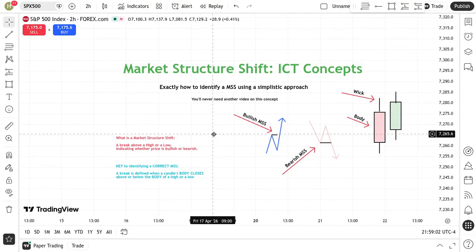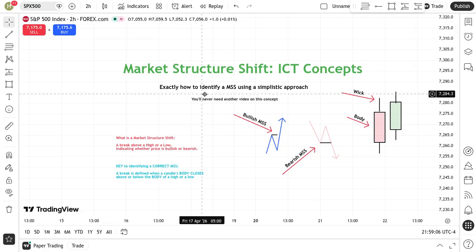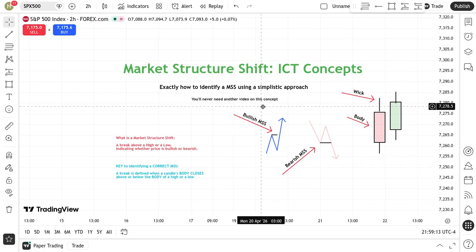This is the market structure shift using ICT concepts. Today I'm going to be showing you exactly how to identify a market structure shift using a simplistic approach. You'll never need another video on this concept. I'm going to make sure of that, so watch this all the way through.